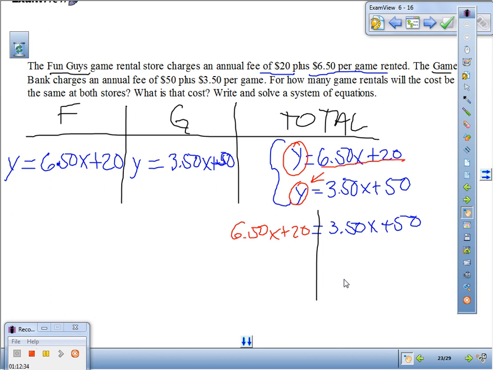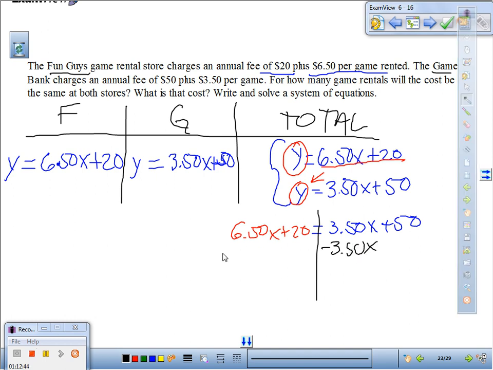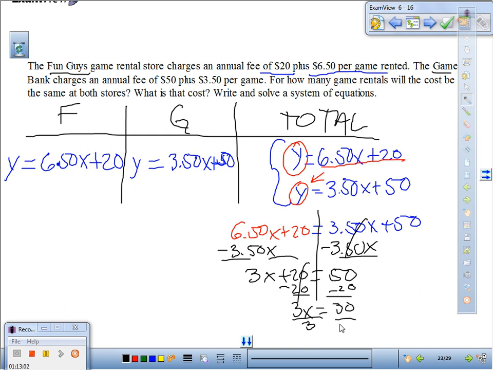Roman, go. Subtract 3.50x from each side. That is correct. Subtract 3.50x from each side. That leaves us with 3x plus 20 equals 50. And we finish it off. Minus 20, minus 20. 3x equals 30. Divide by 3. X equals 10. What does the 10 stand for? The games rented. So games rented.